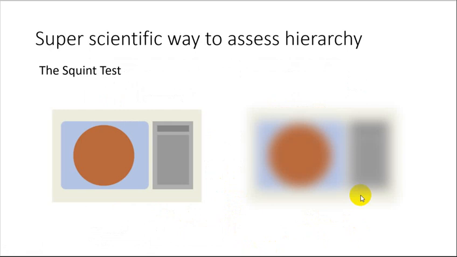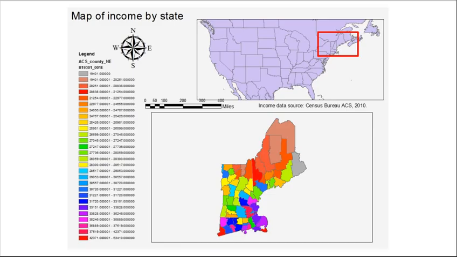Okay, and here's the super scientific way to assess your visual hierarchy, the squint test. Stand back from your screen, stand back and even let your eyes go blurry, and ask yourself what's drawing your attention. What thing on the page is the thing that you just can't not see? That should be the most important element on the page. So the super scientific squint test.